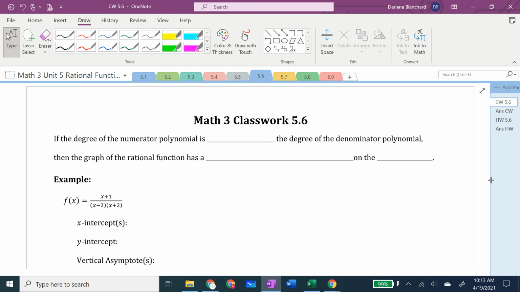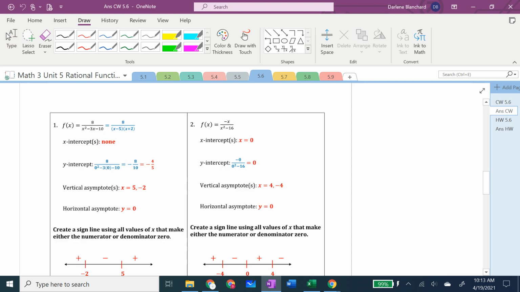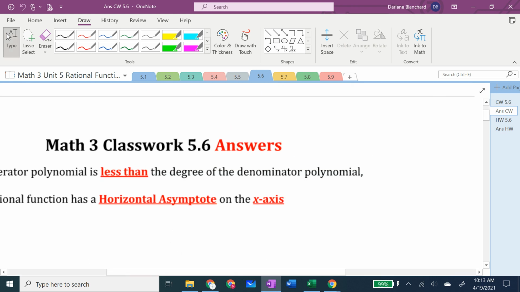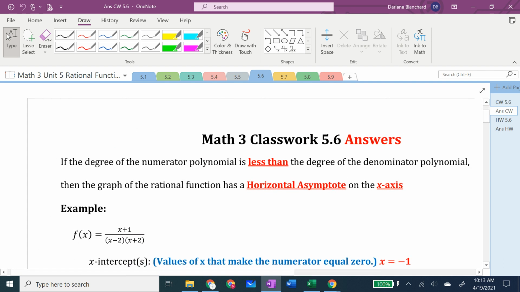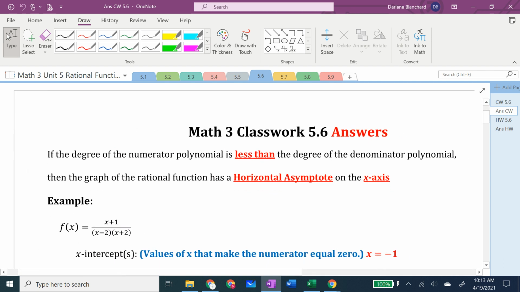5.6. Okay. So let's start off with what is it that I want you to fill in those blanks with. Okay. This is important. If the degree of the numerator polynomial is less than the degree of the denominator polynomial, I want you to know that that means your horizontal asymptote is on the x-axis.